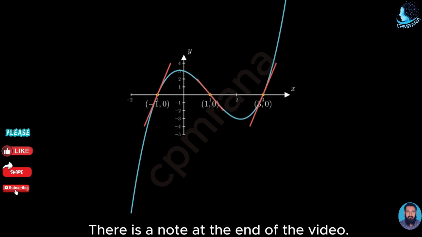Notice how this matches with what we see in our graph: positive slopes at x equals -1 and 3, and a negative slope at x equals 1.